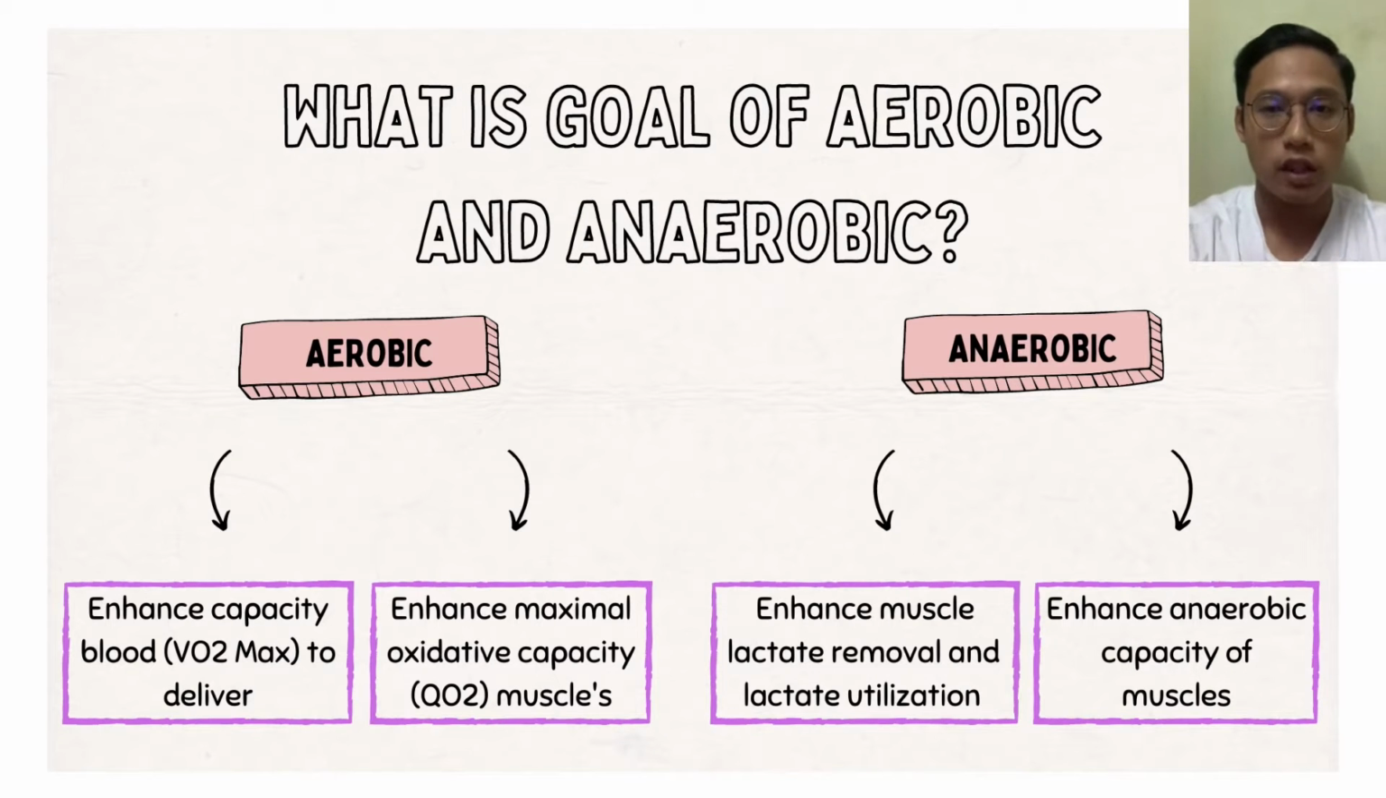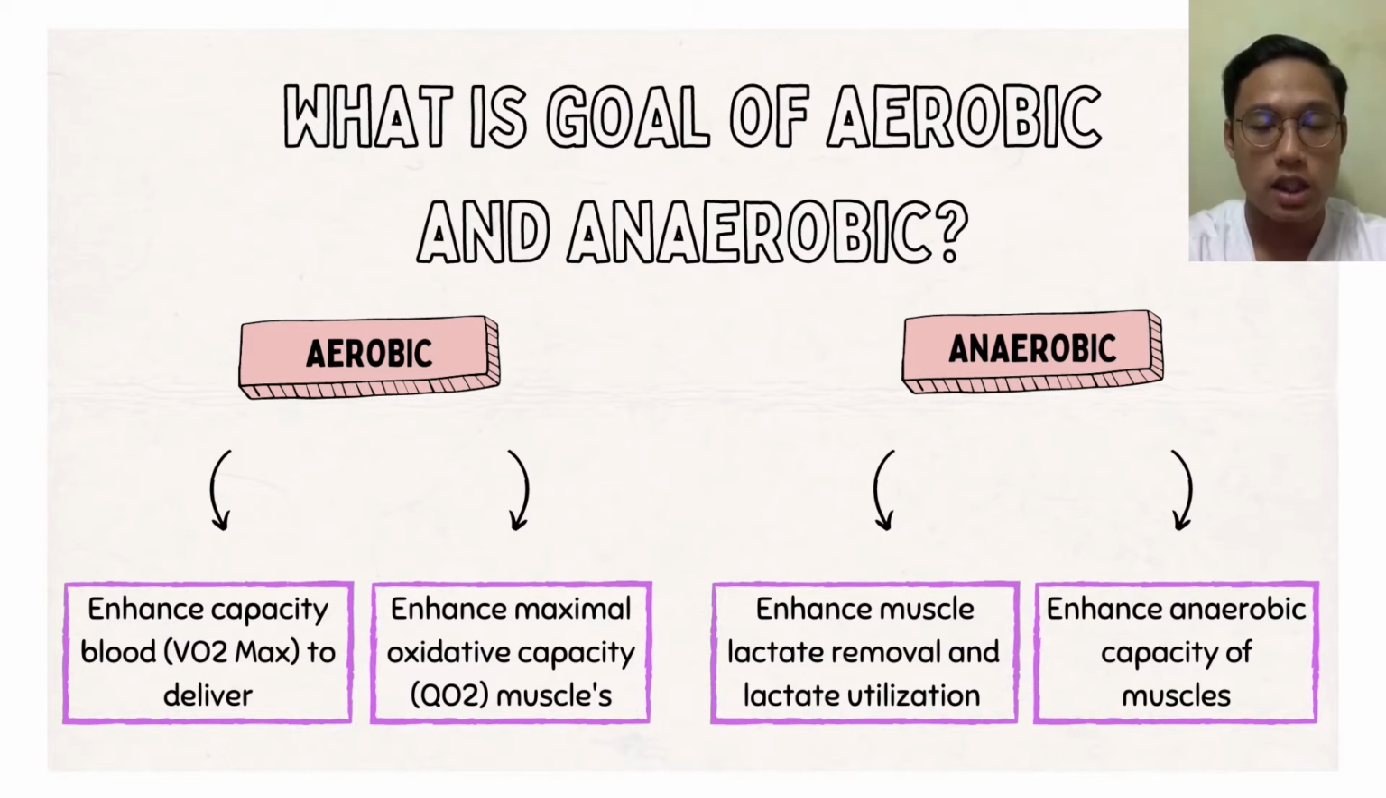Okay, the second point is goals for aerobic and anaerobic exercise. First, let's go to aerobic exercise. Aerobic exercise will enhance the capacity of blood, which is VO2 max, to deliver. The second one is to enhance maximal oxidative capacity, which is QO2 of muscles. The next one is anaerobic. Anaerobic exercise enhances muscle lactate removal and lactate utilization, and the second one is to enhance the anaerobic capacity of muscle.